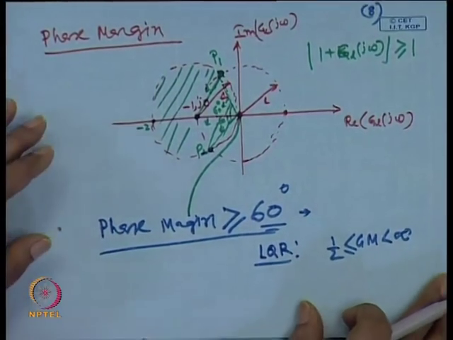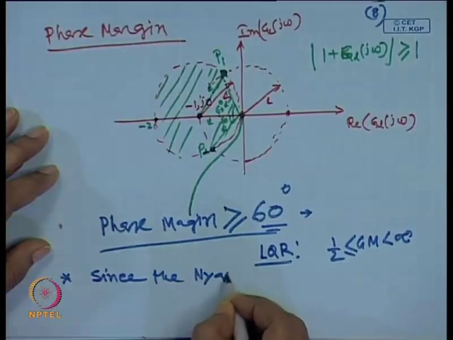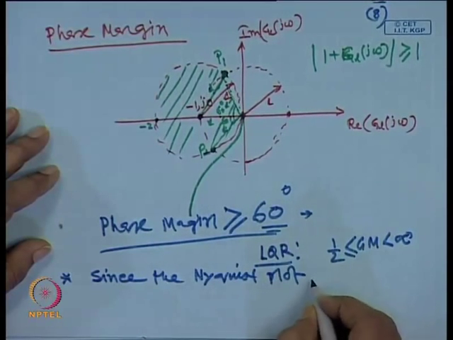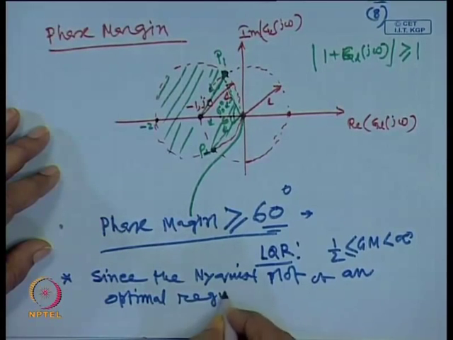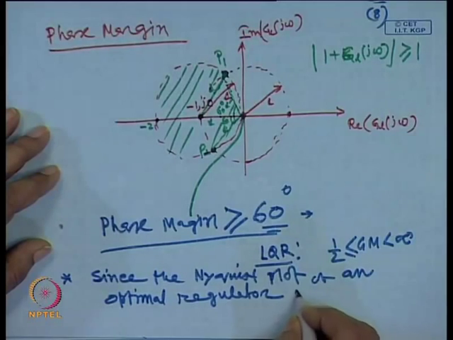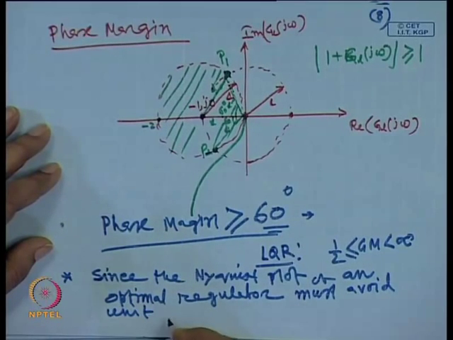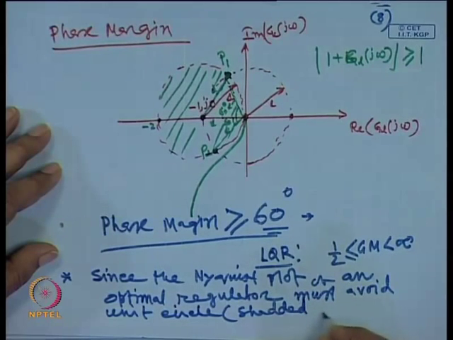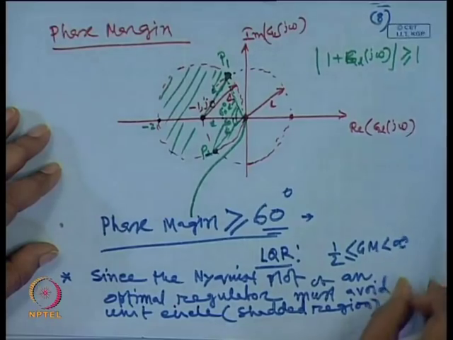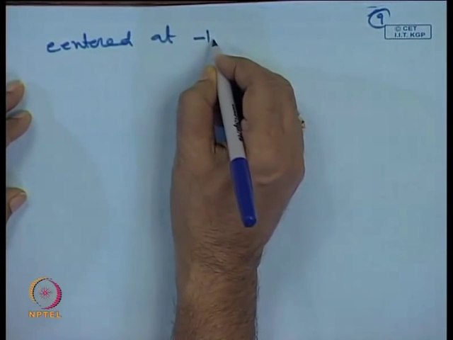So, let us just write it: the Nyquist plot of an optimal regulator must avoid the unit circle shaded region centered at -1 j 0.